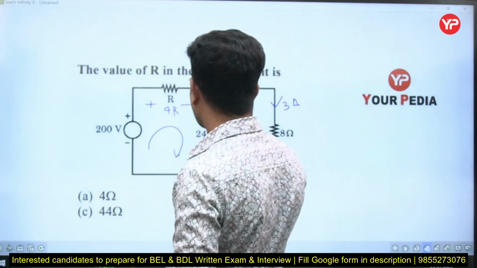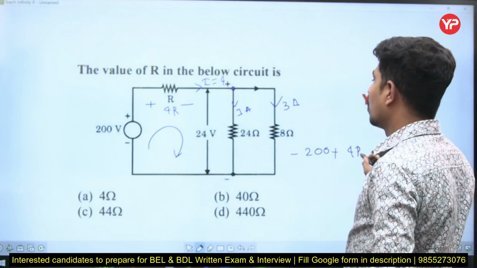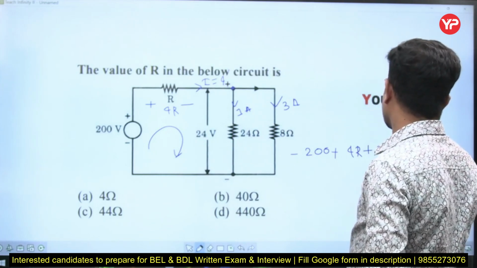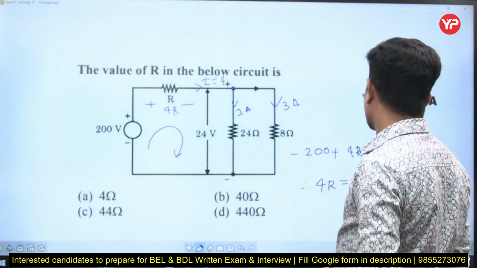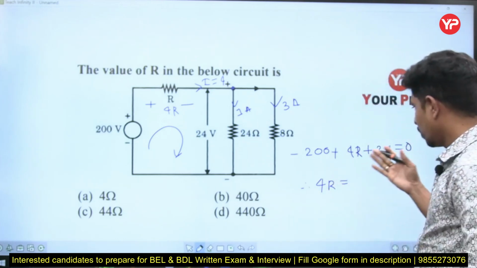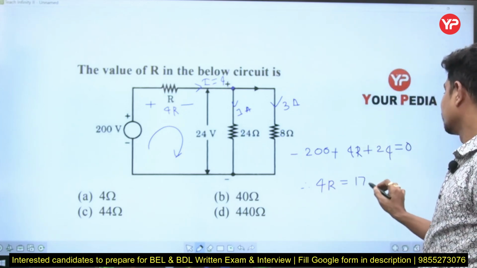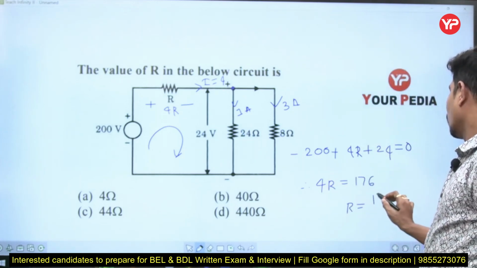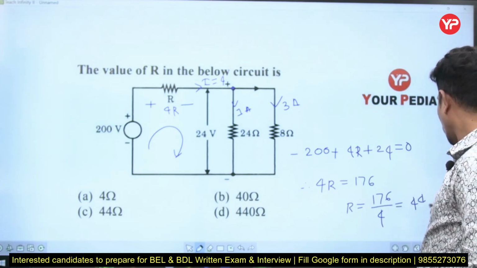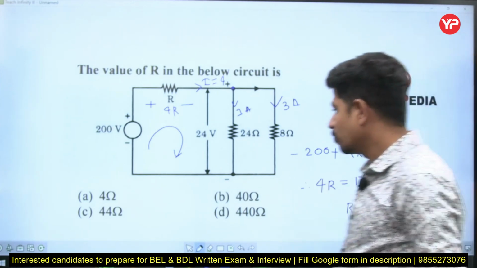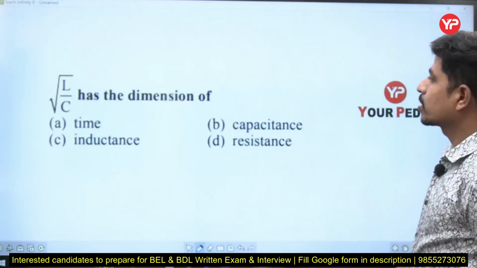Now write the KVL. Minus 200 plus 4R plus 24 is equal to 0. Therefore 4R is equal to 200 minus 24. 200 minus 20, 180. 180 minus 4 is 176. So R is equal to 176 by 4. 4 fours and 4 fours. How much is it? 44 ohms is the option. It is C. Next question.